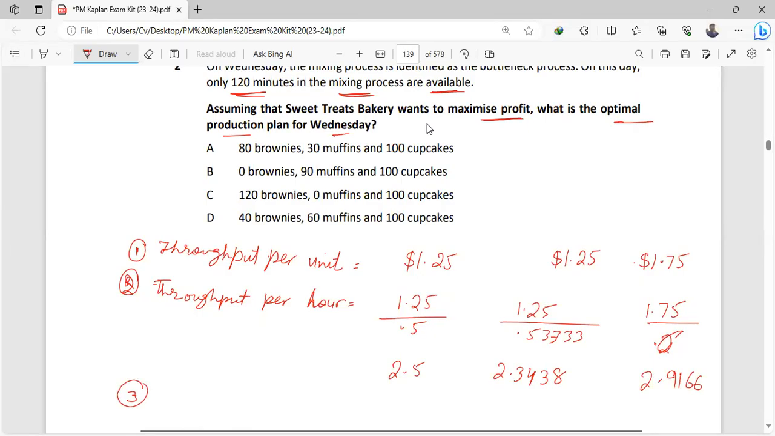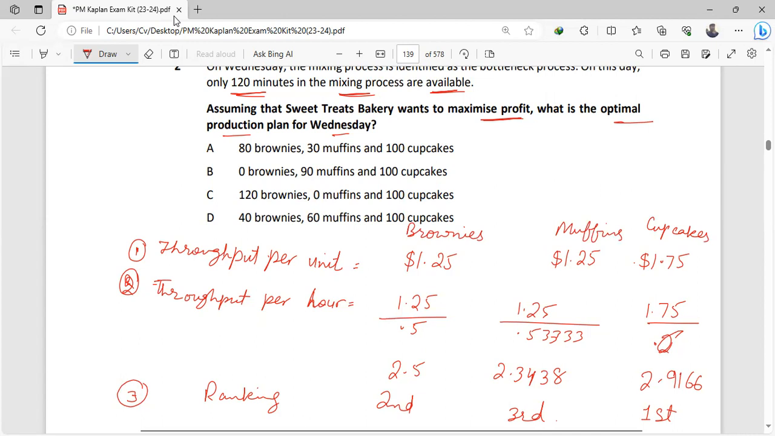We can perform ranking over here without calculating the throughput accounting ratio. Ranking says what? It is at the first, this one is at second, and this one is at third. So first of all, we will produce this product, and this product is cupcakes. Then we will produce our second product, it is brownies. And then we will produce our third product, it is muffins.